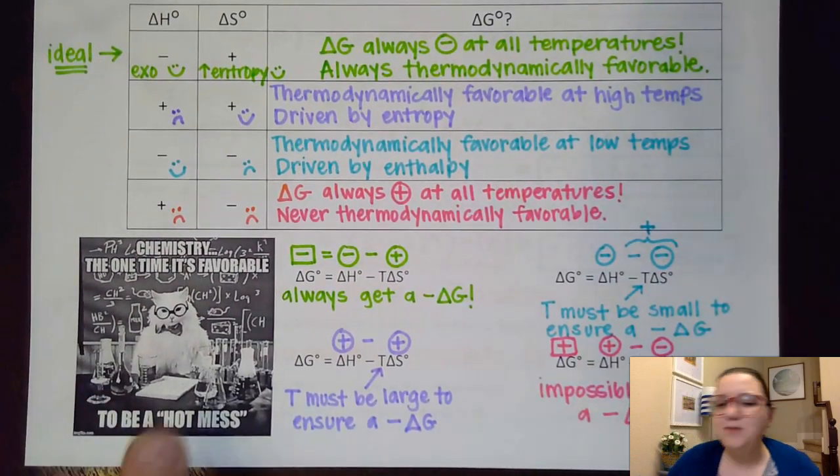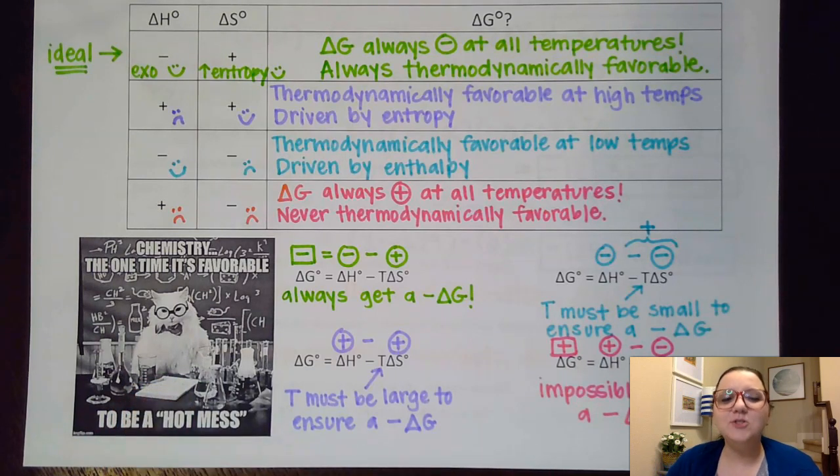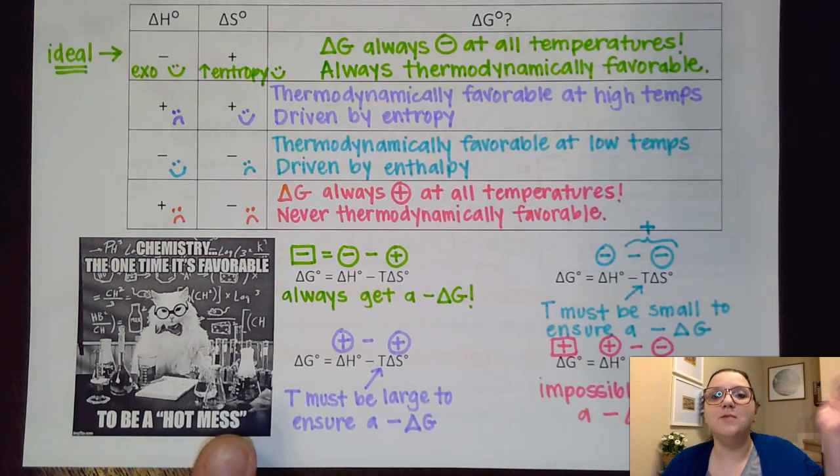Now, I put a funny meme down here, but actually it's really helpful to remember our ideal conditions. Chemistry is the one time it is favorable to be a hot mess, meaning hot, we want exothermic reactions that would release heat and feel hot to the touch. And messy, we want things with lots of microstates and lots of arrangements, and so therefore we want a positive delta S. We want to get more messy.